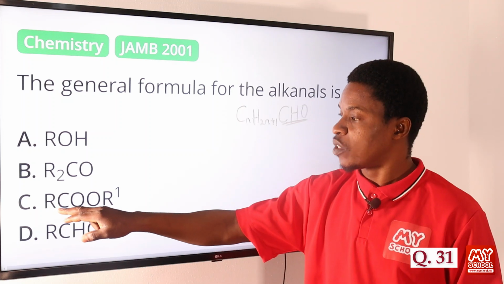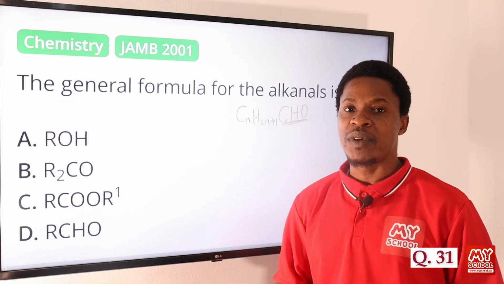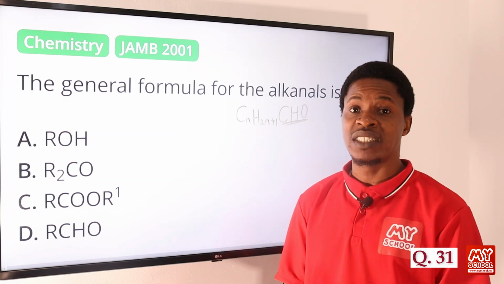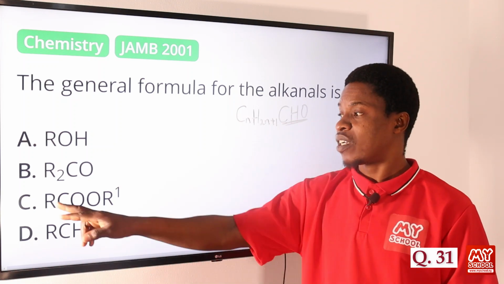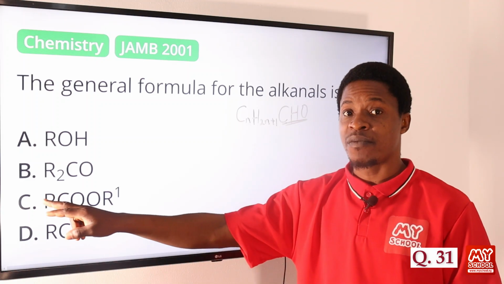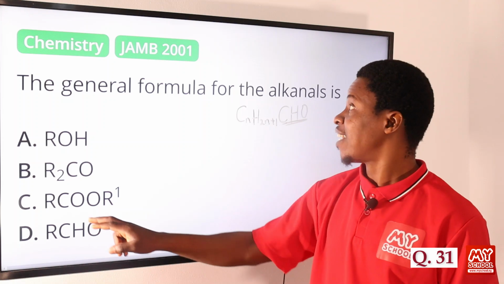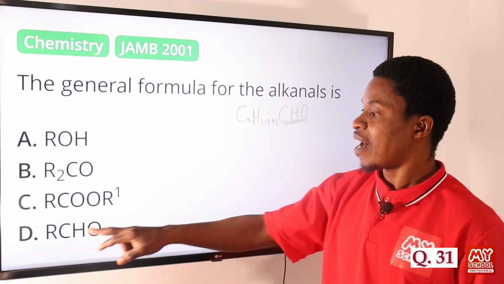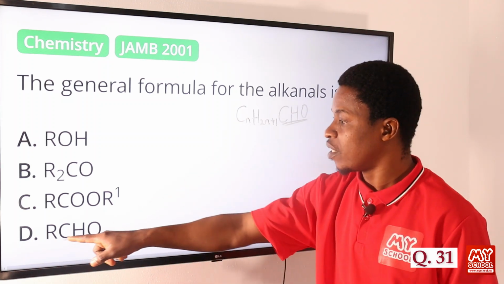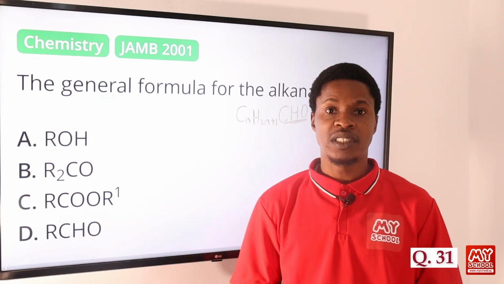And then the COO here is what makes this an ester, or what we call alkanoate. We call them esters, we call them alkanoate. They undergo esterification. So this is not correct. This is the functional group for ester. Now the aldehyde, the alkanal that we have, this RCHO, that's the alkanal. So you can see the CHO here, the functional group that goes with it. So the correct answer here is option D.